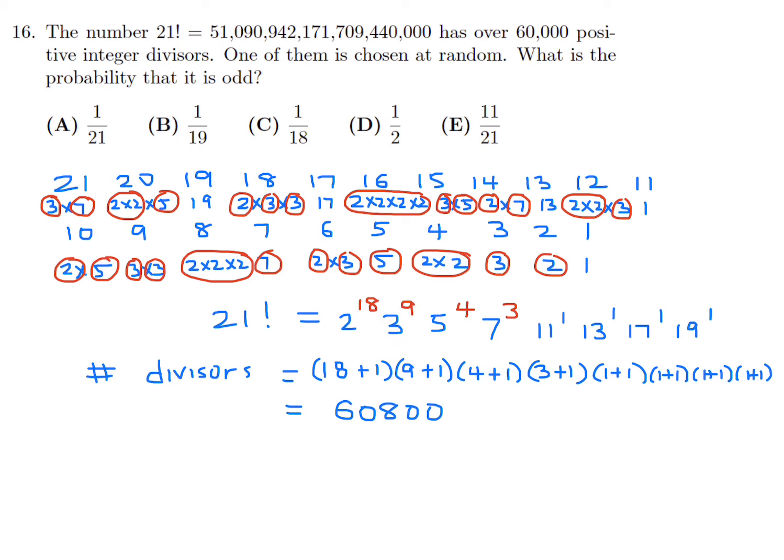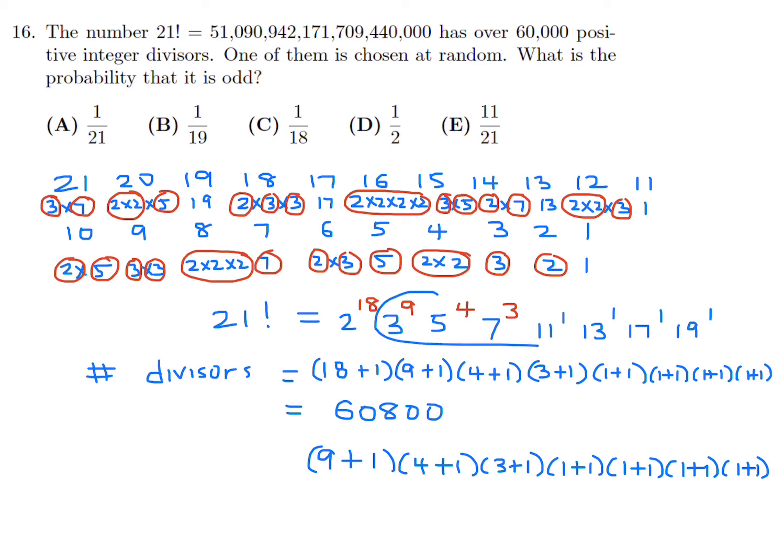Okay, well those guys are just 9 plus 1, 4 plus 1, 3 plus 1 in terms of the number, and then these 4 1 plus 1s. These are the divisors that do not include the 2 to the power of 18 or any of its divisors. Just these guys and its divisors.